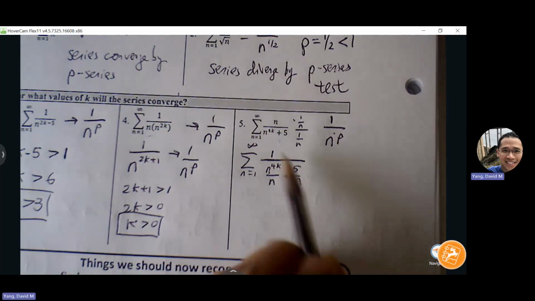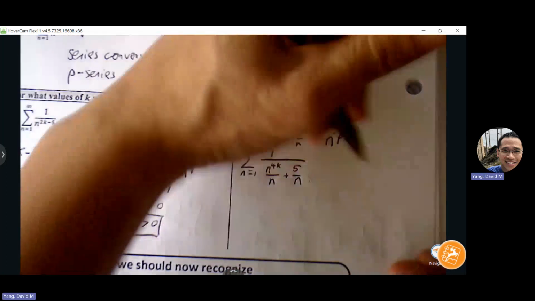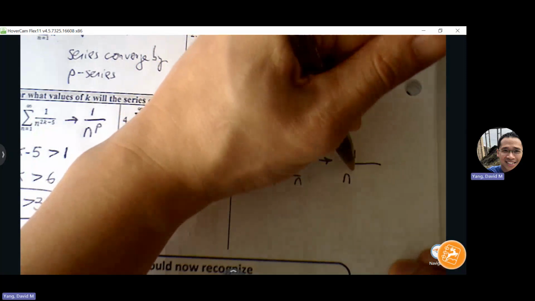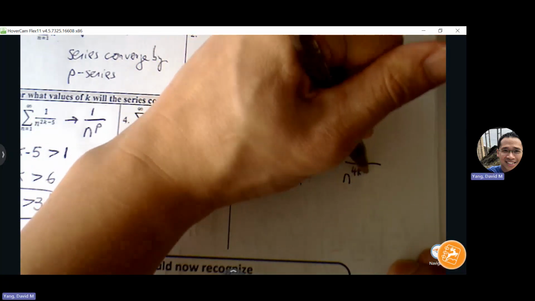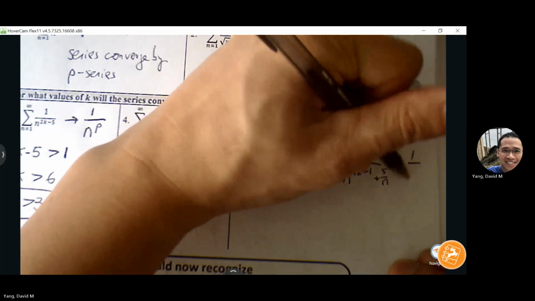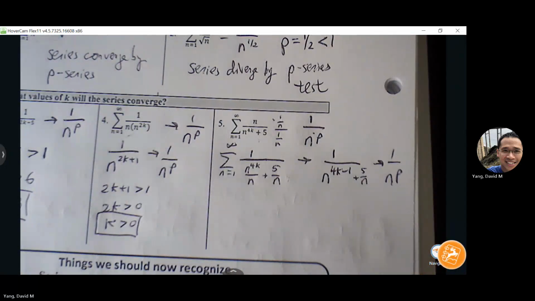Okay, we know that 5 over n will just go to 0. So really, we can just focus on this piece here. I can rewrite this as n to the 4k minus 1. Just focus on this here, right? So 4k minus 1 has to be greater than 1.